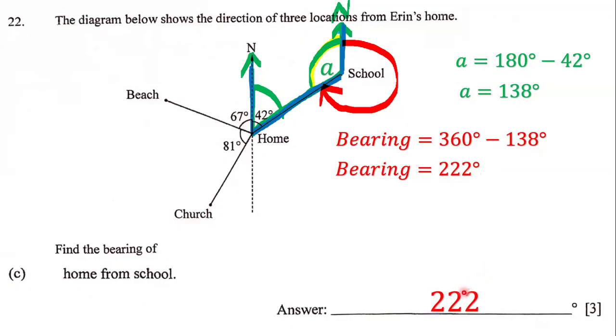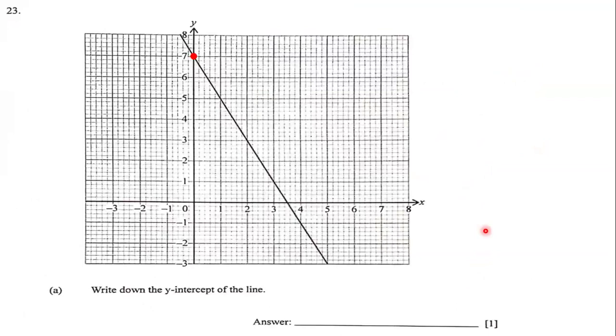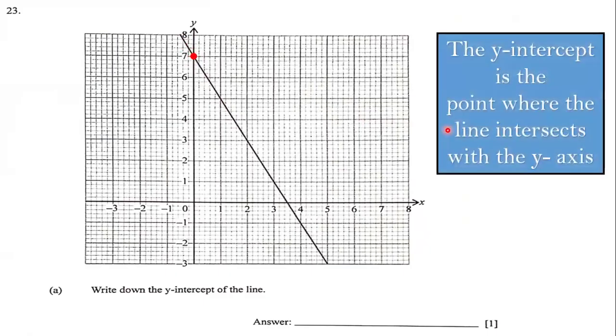Next, we want to write down the y-intercept of this line. Now the y-intercept I have here highlighted is going to be the point where this line cuts the y-axis. Again, the y-intercept is going to be the point where this line crosses the y-axis. And this is the point in red that I have highlighted. And what is that point? So again, the y-intercept is the point where the line intersects with the y-axis.